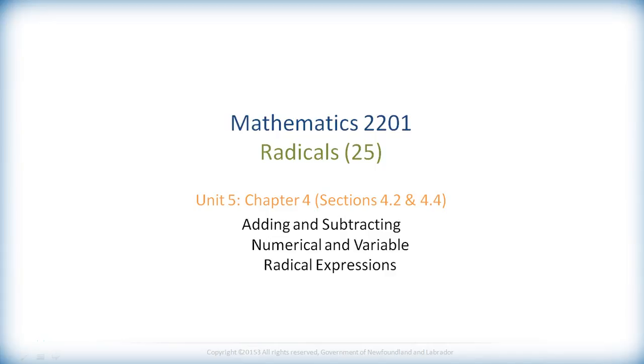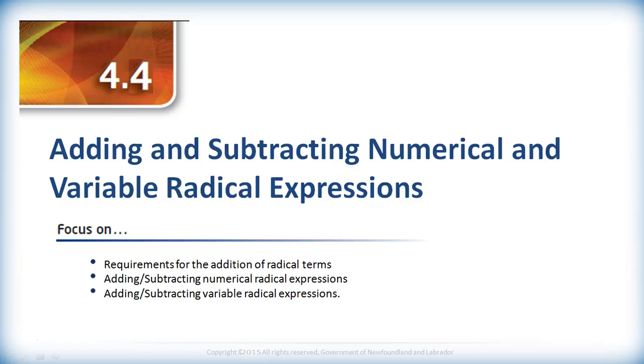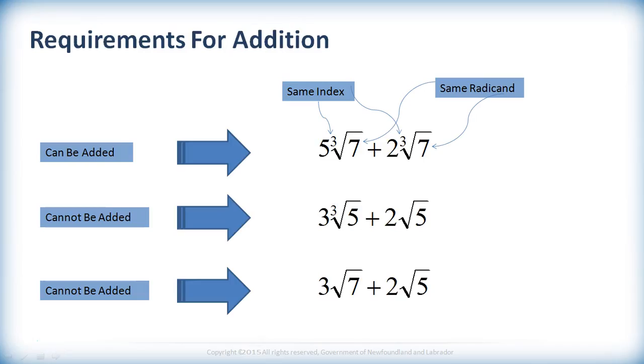This time we're adding and subtracting numerical and variable radical expressions. So we're going to talk about the requirements that we need to have in order to be able to add or subtract radical expressions. There are certain rules that we have to follow for that. And then we're going to talk about how we add and subtract radical expressions that are numerical and those that are variable. Alrighty, so let's get to that.